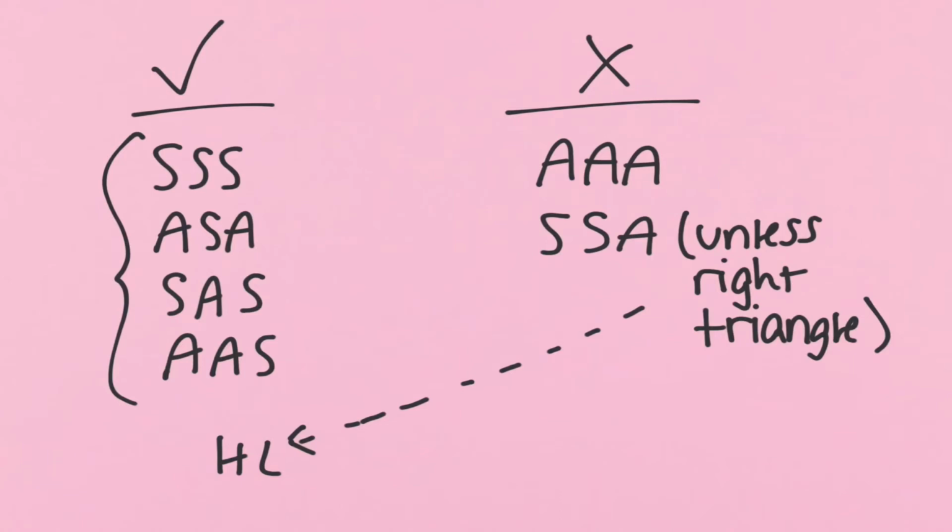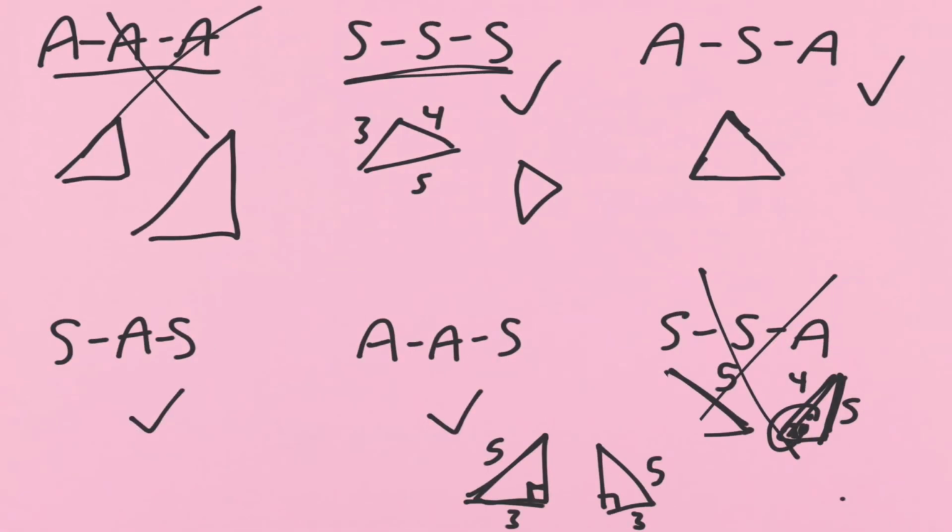And then side-side angle doesn't work unless it's a right triangle, and we call that the HL theorem. If you're given a hypotenuse and a leg, like we were here, we were given a hypotenuse that was the same and a leg that was the same in a right triangle, then we can assume that the 2 triangles are congruent.